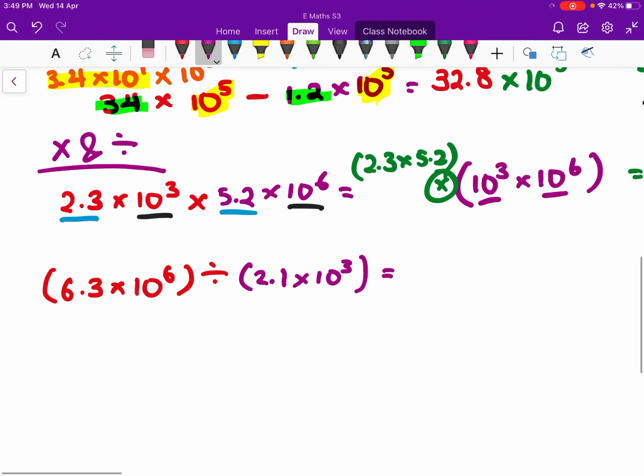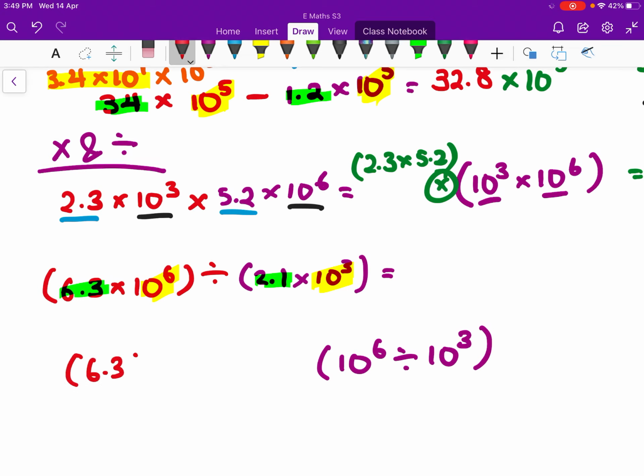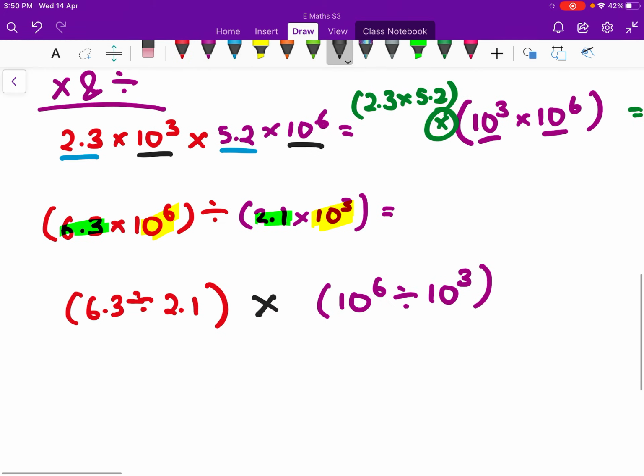So let's go to our final division. Same thing for division. The standard form deal with the standard form, the number deal with the number. So let's write down first. Standard form, so 10 to the power of 6 divide by 10 to the power of 3. And the number is 6.3 divided by 2.1 in bracket, and in between just put a multiplication sign.